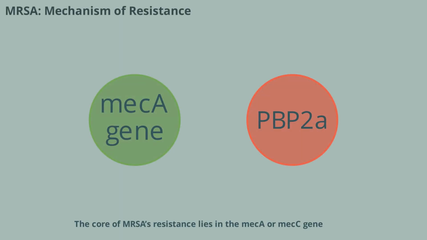The core of MRSA's resistance lies in the mecA or mecC gene, which encodes an altered penicillin-binding protein called PBP2. This protein has a low affinity for beta-lactam antibiotics, meaning these drugs can't effectively bind and inhibit cell wall synthesis. As a result, MRSA survives despite the presence of antibiotics that would normally kill it. This mechanism is a classic example of how bacteria can adapt and evade our best treatments. Understanding this helps guide us toward alternative therapies when facing MRSA infections.